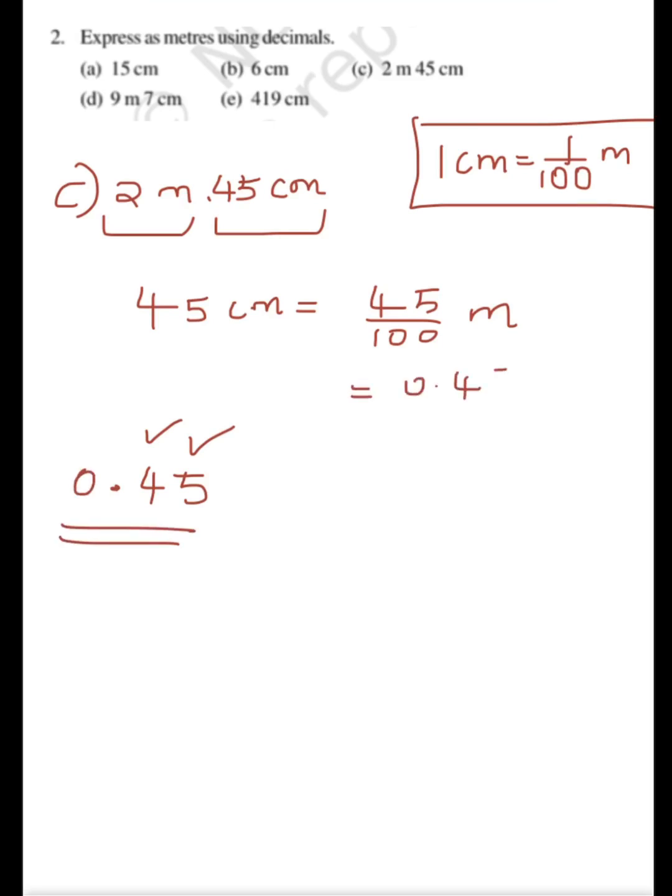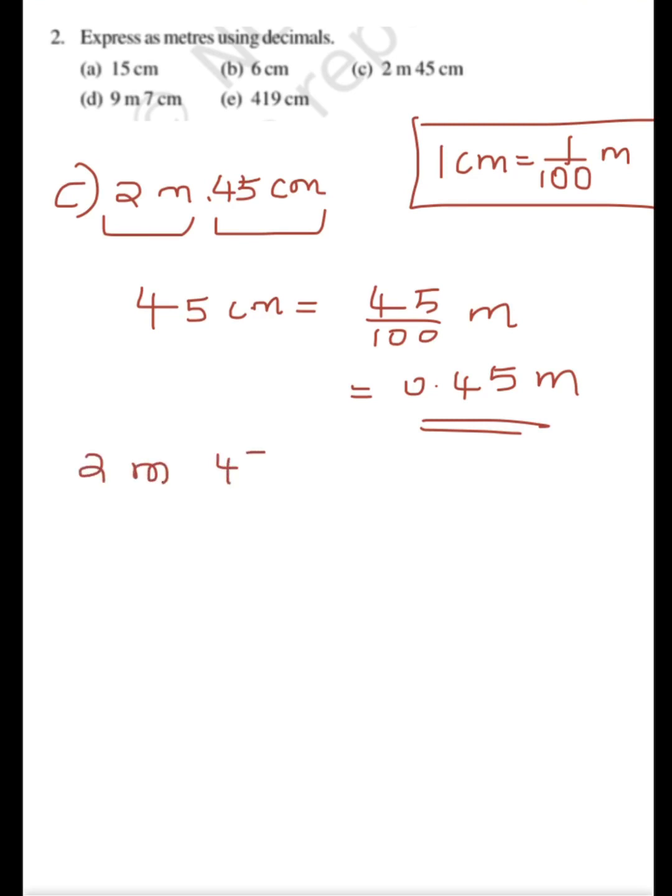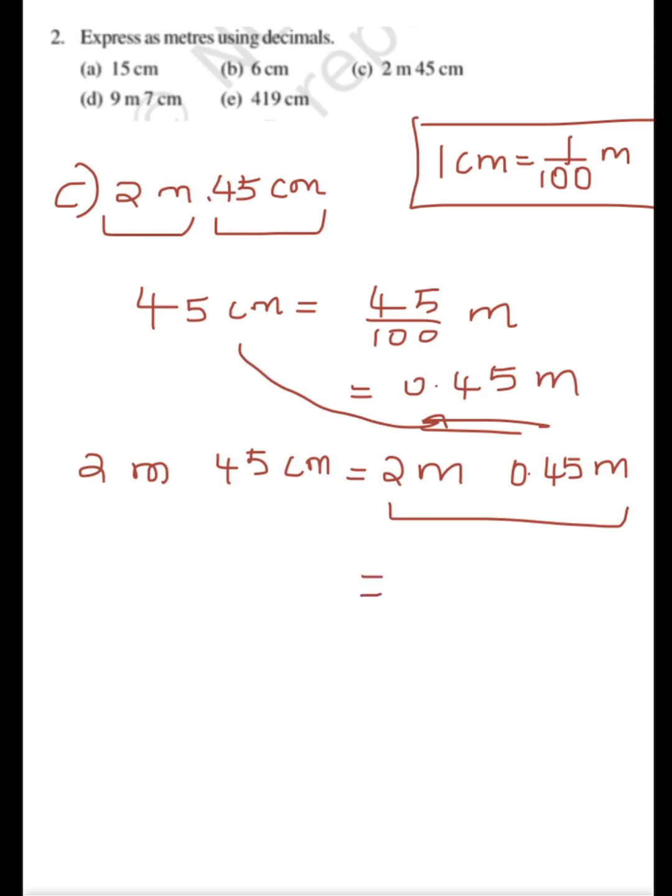0.45 meter. Now you know that this question is 2 meter 45 centimeter. That means 2 meter and 45 centimeter. Now we have converted the 45 centimeter to meter, that is 0.45 meter. So in total you can write it as 2.45 meter. Our answer will be 2.45 meter. Now let's write D.